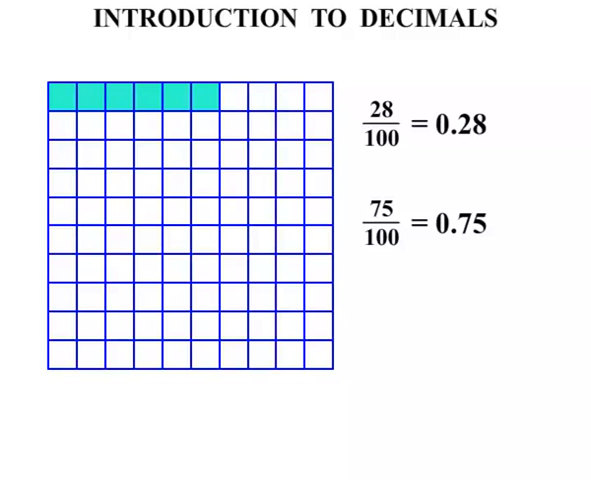Now this time there's only 6, so it's 6 hundredths, and as a decimal, 0.06. So if it's over 100, then we expect to see 2 decimal places, okay? 2 digits after that decimal point.